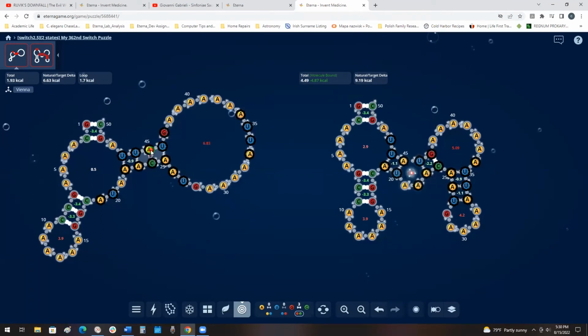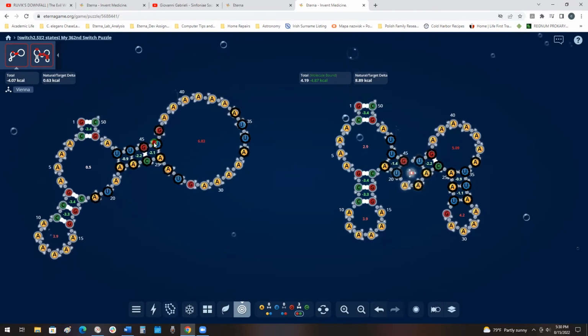And there we go. Obviously, we have to make a GC pair in state 1 as well. And overall, it did wonders. Wow. I dropped to almost 3 kilocal in state 2 and almost all the way down to below 0 in the first state, which is wonderful.